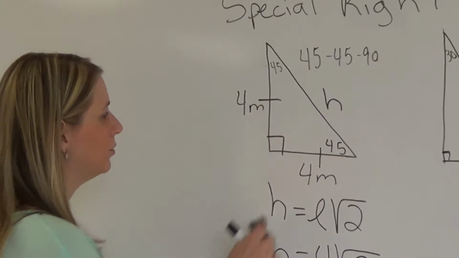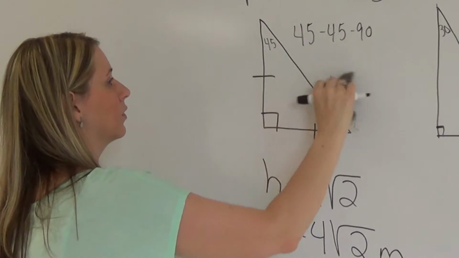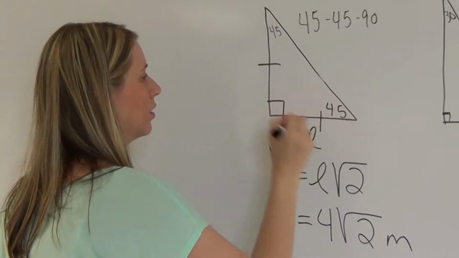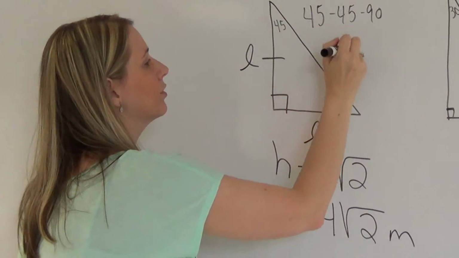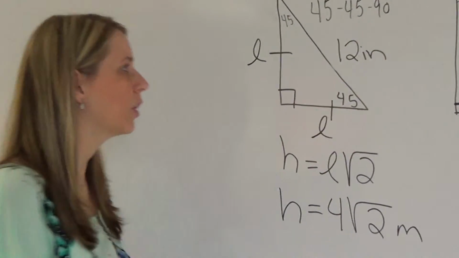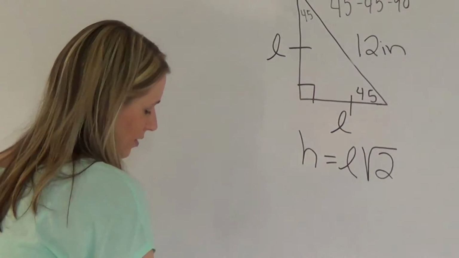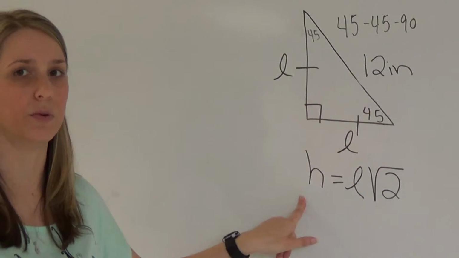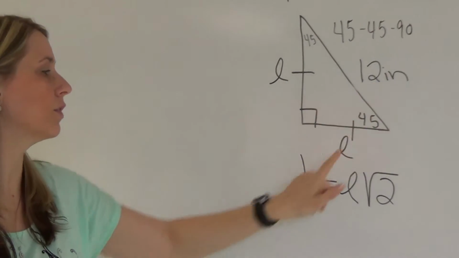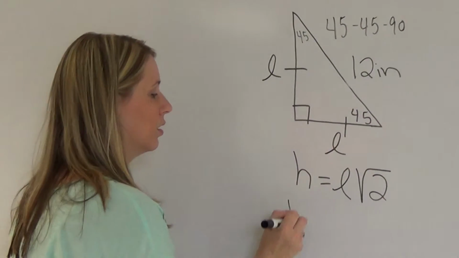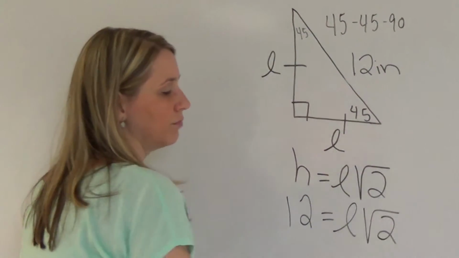So let's say, for example, I don't know what my leg is. But I do know what my hypotenuse is. Say my hypotenuse is 12 inches. Okay? I'm still going to use the same formula. The only difference now is I don't know what the leg is. I know what the hypotenuse is. So since I know the hypotenuse, this 12 goes where the H is. 12 is equal to leg times the square root of 2.